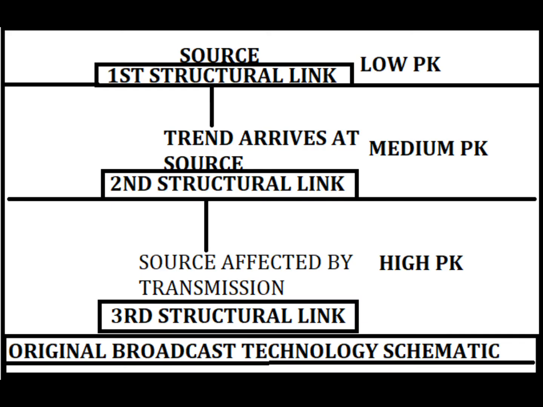So here's your real old school sample, just a plain old picture, blood, whatever. Goes from the source, creates the first structural link, so goes from low. Then it arrives at the source, forms a second structural link, goes to medium, and then finally, after all that, the source is affected by the transmission, the third structural link is formed. That's why sometimes it takes so long or it don't work.